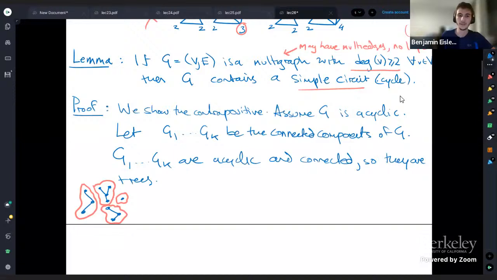Choose any of the trees and then a leaf of that tree. Last time we proved that every tree has a leaf, which is a vertex of degree 1. You have to be a little careful because there could be isolated vertices.